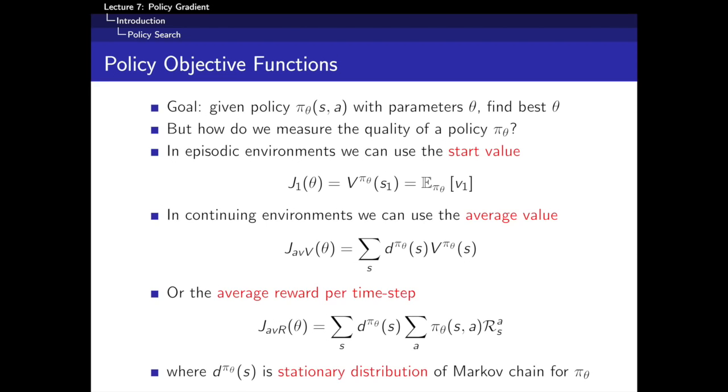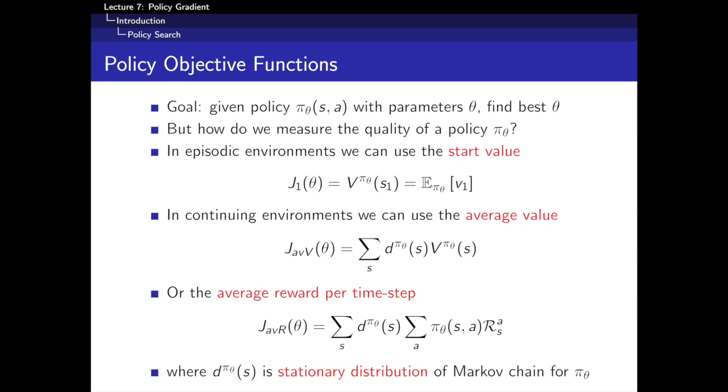Or we might consider another formulation, which is the average reward per time step, which is similar. What we really care about is, let's consider some continuing environment. I'm going round and round and round, and all I care about is to make sure that per time step I'm getting the most reward. So we're not summing these rewards over time, we're just taking the average of my immediate rewards over the entire distribution of states that I visit.